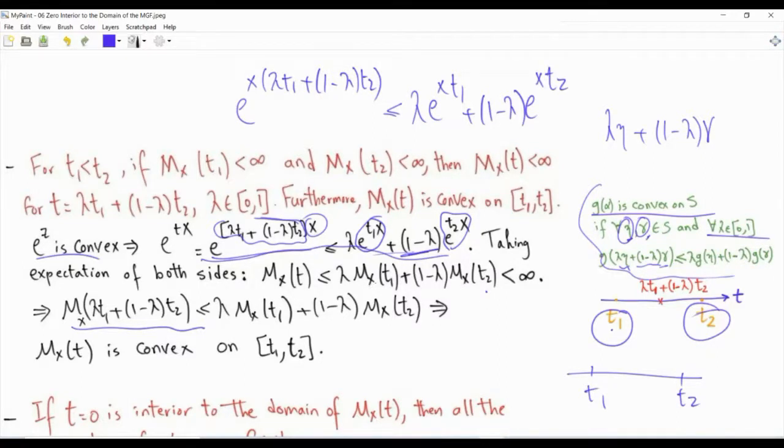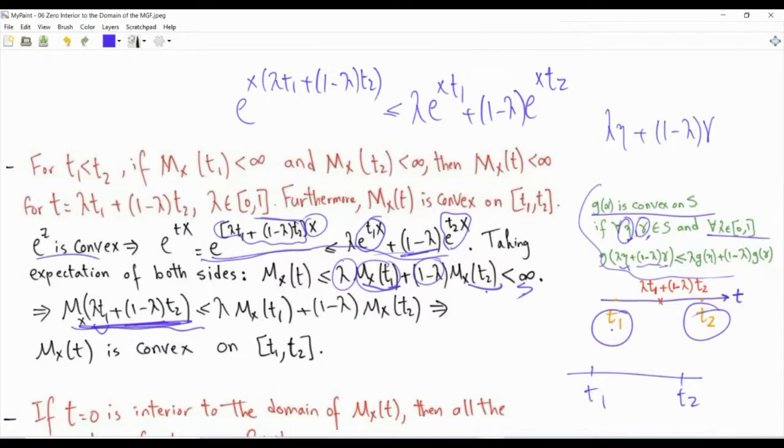Now, our premises are that this guy is finite, and this guy is finite. So a finite number multiplied by a number between 0 and 1 is finite. Same story here, and if you add two finite numbers, you get something that is finite. So this thing is always finite. So Mx of t, where t is lambda t1 plus 1 minus lambda t2, is always finite. So here is something nice about the moment generating function. If I tell you that it is finite at t1 and finite at t2, you are guaranteed to get a finite result if you evaluate the moment generating function at any point between t1 and t2.